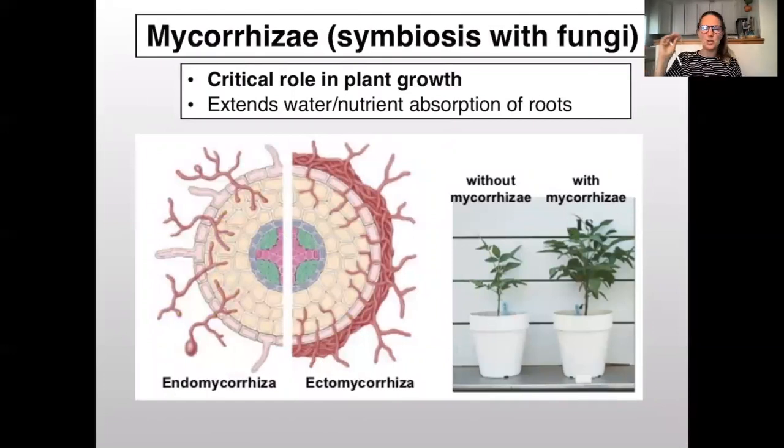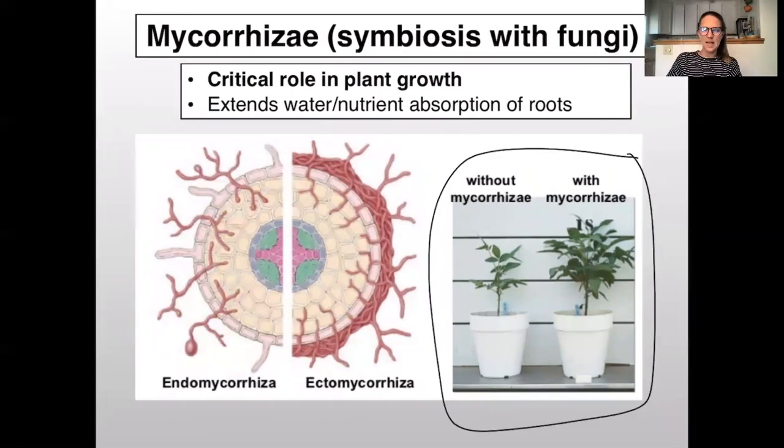And then last but not least, you already know this, mycorrhizae. This is a symbiotic relationship between plant roots and fungi. All right. So if you look here, this is very critical for plant growth. Here is an experiment where they grew the exact same plant in the exact same environment, one without mycorrhizae and one with mycorrhizae. So mycorrhizae really helps extend water and nutrient absorption. And you can see that there are two types of mycorrhizae. Some go really into the plant root and others are on the outside.